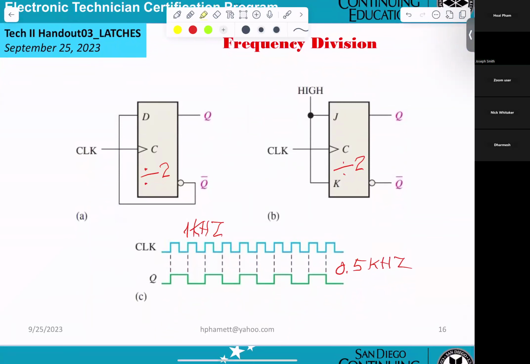Now, something very special that you have to remember. This is the D flip-flop. When you connect not Q back into D, if you get the clock, output Q will toggle. That means if it's 1, now it goes 0. If it was 0, it goes to 1.